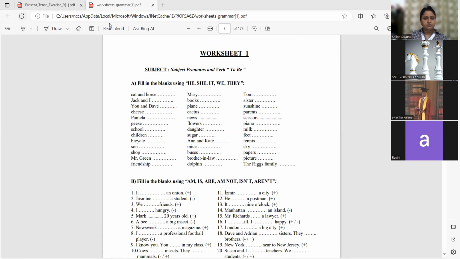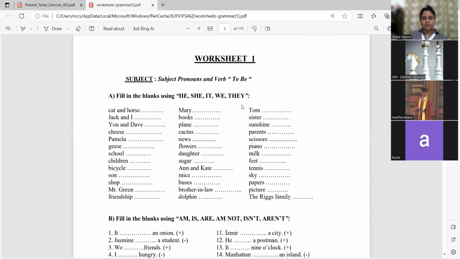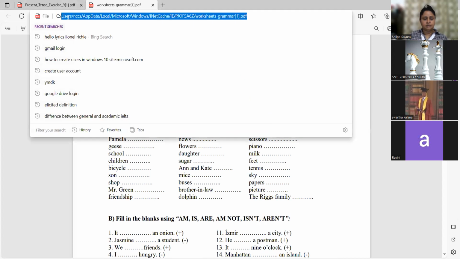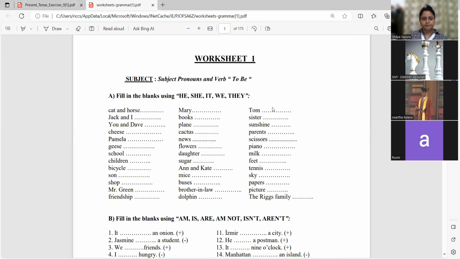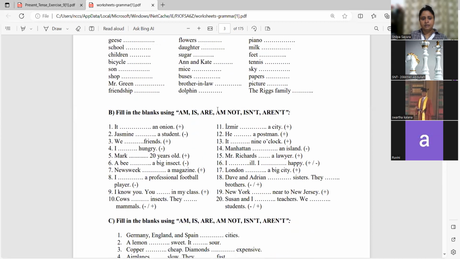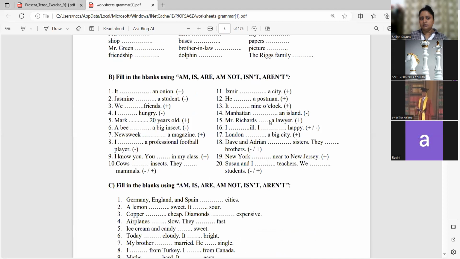So this is a good worksheet that I will share with you later. Here, the first exercise is to fill in these blanks with a subject pronoun. Then fill the blanks with am, is, are. For the negation, am not, isn't, and aren't. Okay, shall we do this exercise?